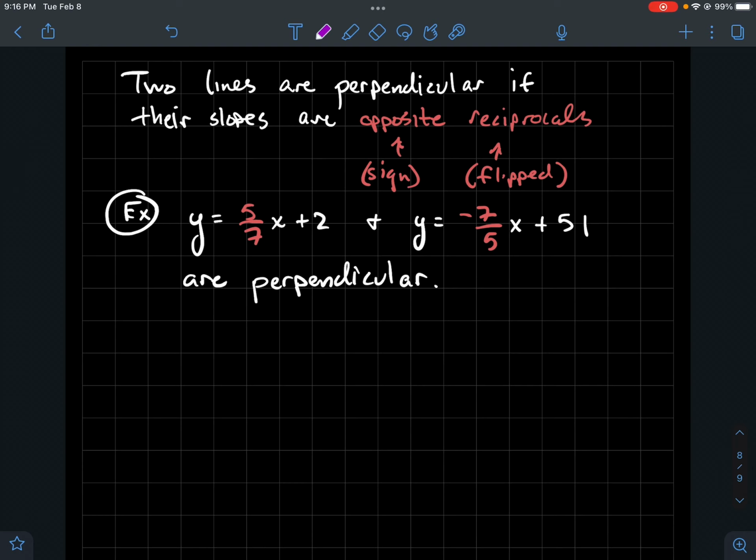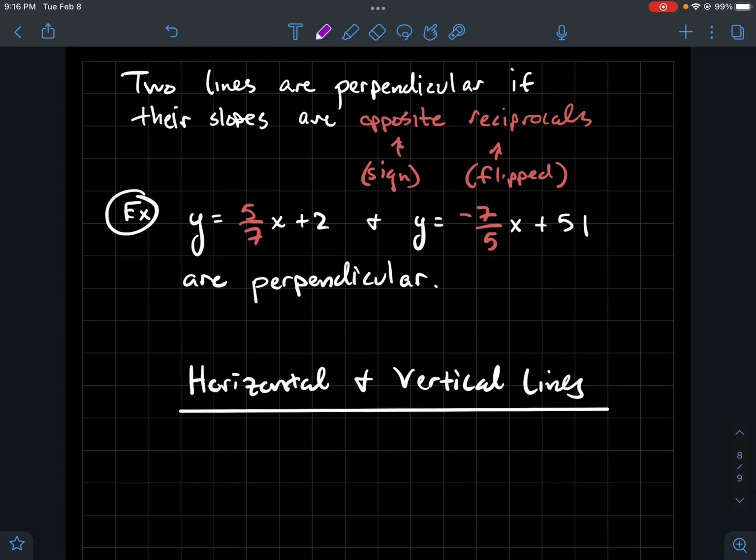y equals 5/7 x plus 2, and the line y equals negative 7/5 x plus 2. Those are perpendicular to each other because I notice that these fractions, one's positive and one's negative. That's opposite. And I notice that I flipped it. 5/7 became 7/5. So I've got opposite reciprocals. So that's how I know they're perpendicular. In other words, I know just by looking at these equations that they intersect at a right angle. So that's kind of nice.